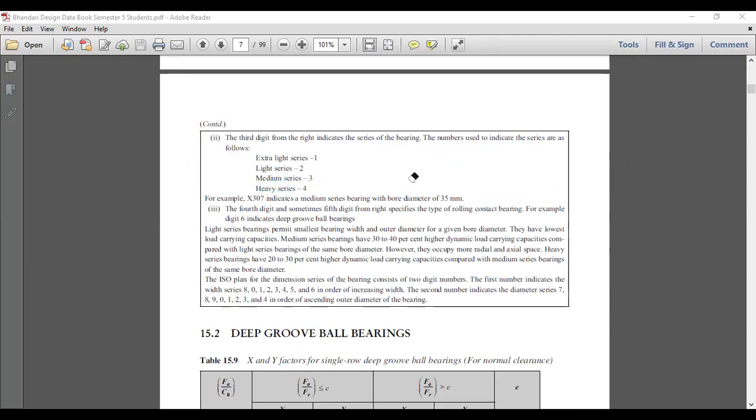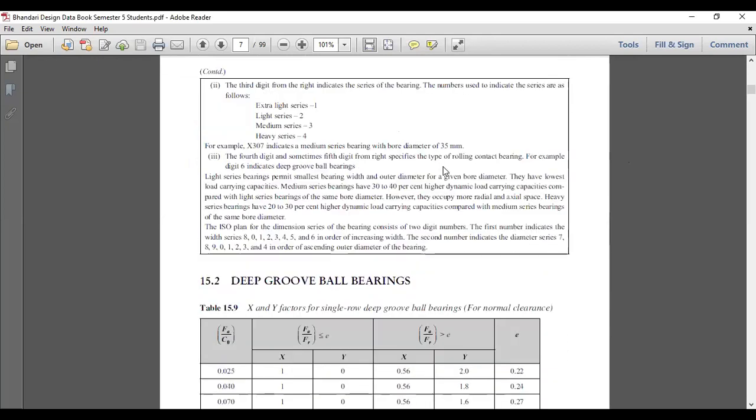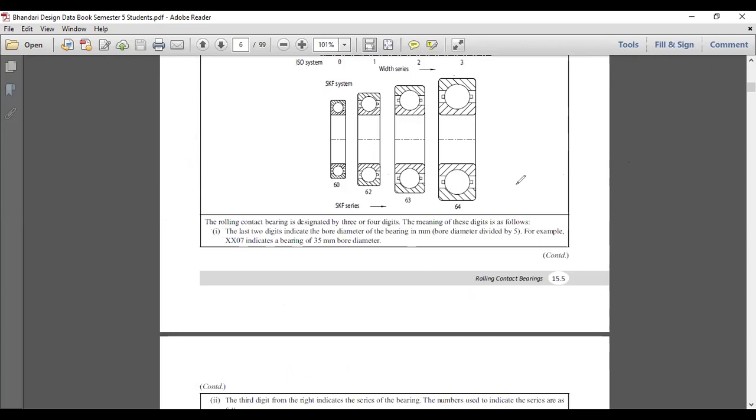So I hope what I have said so far, I am repeating again: in your Bhandari design data book, page number 15.5 and page number 15.6, both these pages give information related to designation. So if you get such a question in the exam, then you can take the help of this design data book and you can solve it. Right? Guys, I have already taken your attendance.